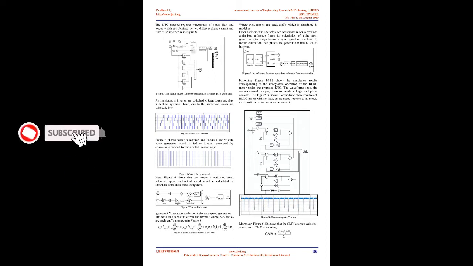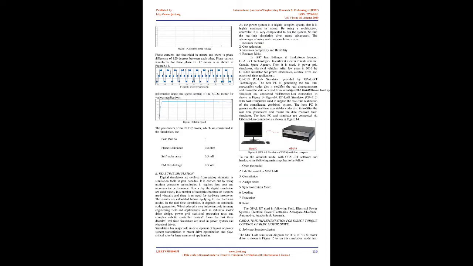Figures 10 to 12 show the simulation results corresponding to the steady state operation of the BLDC motor under the proposed DTC. The waveforms show the electromagnetic torque, common mode voltage and phase currents. Figure 5.9 shows torque versus time characteristics of the BLDC motor with no load. As the speed reaches its steady state, the torque remains constant. Phase currents are sinusoidal in nature with a phase difference of 120 degrees between each other.